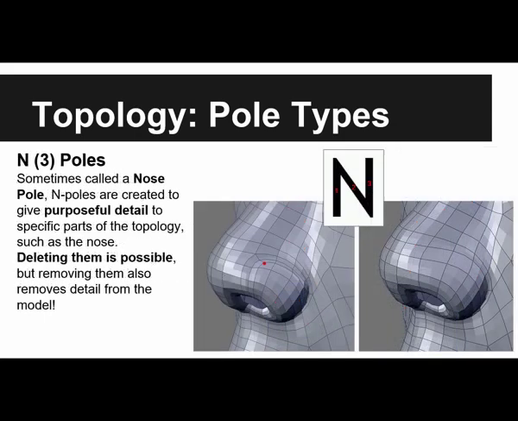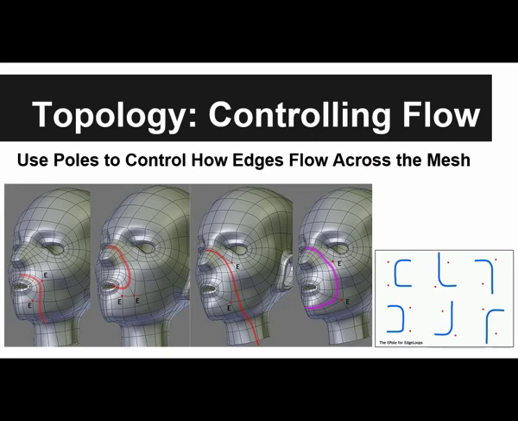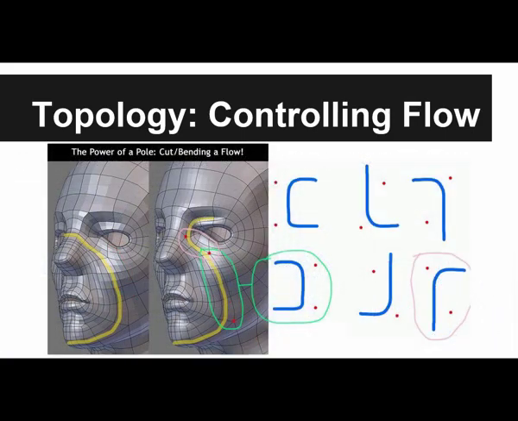And 3 poles, sometimes called a nose pole. 3 poles are created to give purposeful detail to specific parts of the topology, such as the nose. Deleting them is possible, but removing them also removes detail from the model, as you can see in the visual examples on the right. Use poles to control how edges flow across the mesh. And try and control your flow.